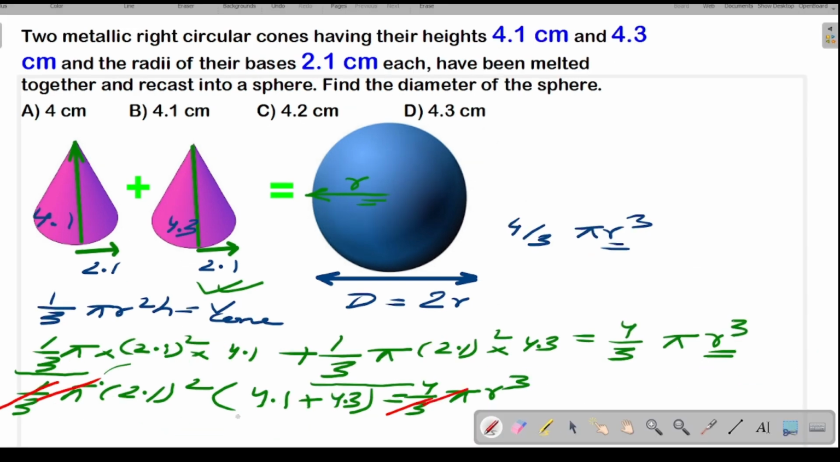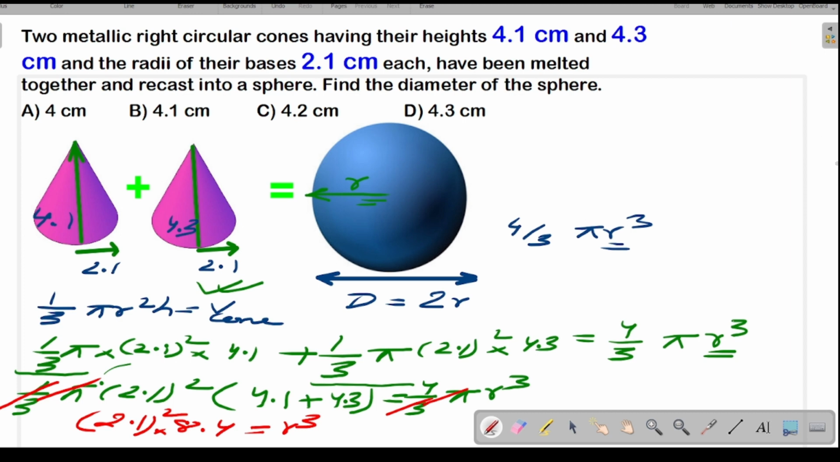So we are left with 4.1 plus 4.3, that is 8.4, and 2.1 square into 8.4 equal to 4 r cube. Now, the radius of the sphere can be calculated by just taking the cubic root, right? So what will be the cubic root? Let us see.